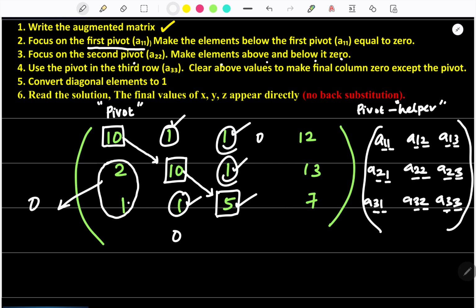After that, convert the diagonal elements to 1. This I will explain later. And finally, the values X, Y, Z appear directly. And here the very important thing is no back substitution. That is very, very important. In Gauss elimination, we do back substitution, but here we write the answer directly. Clear, all of you?